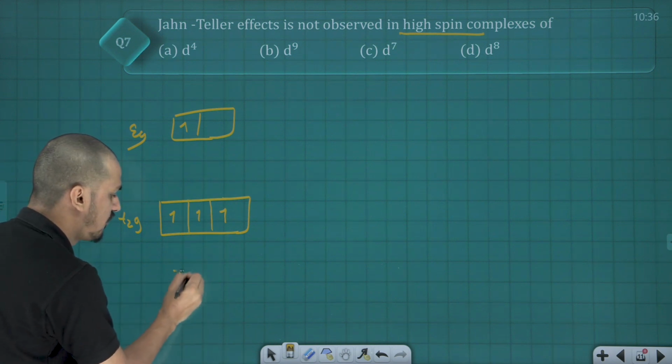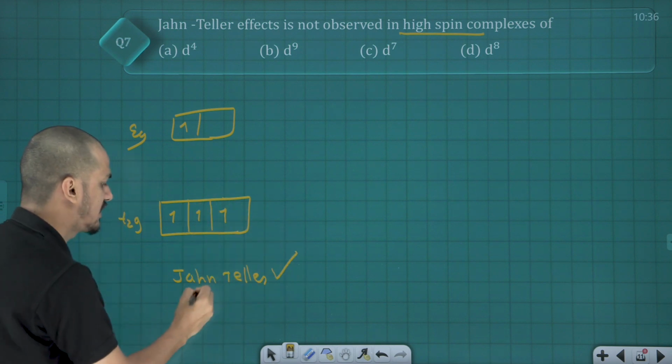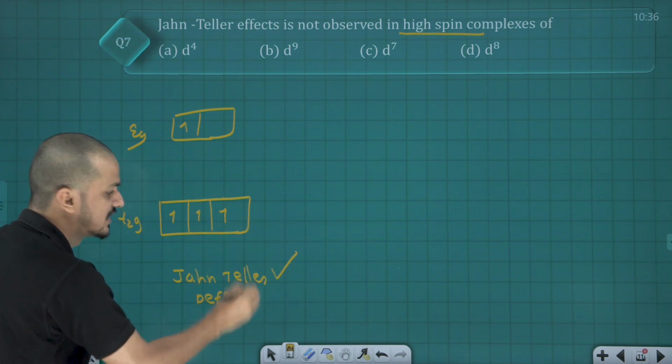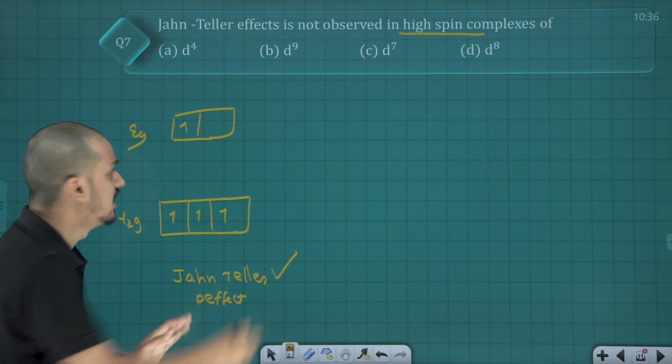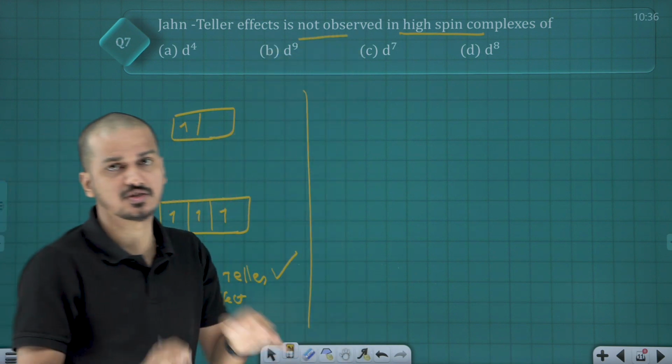Here Jahn-Teller defect is there, because asymmetry is there. In our question, Jahn-Teller defect is not observed.